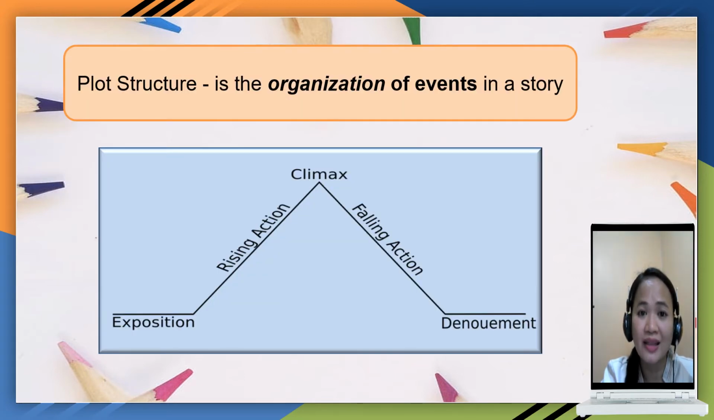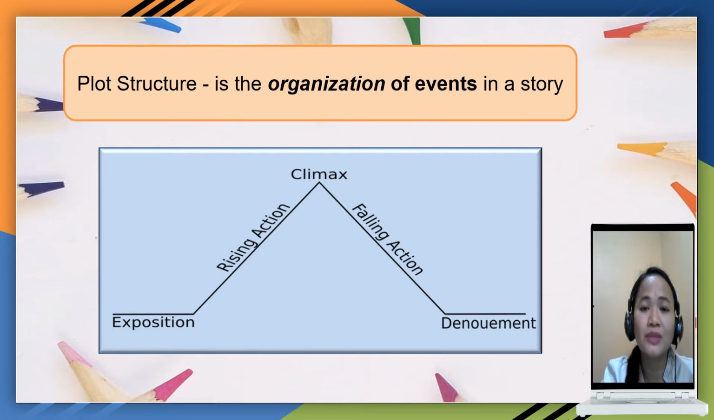So we have said a while ago that plot has a specific structure known as plot structure. Plot structure is the organization of events in a story. There is a reason why no good story has its climax at the start, resolves its major conflicts in the middle, and spends the last half filling in the exposition.